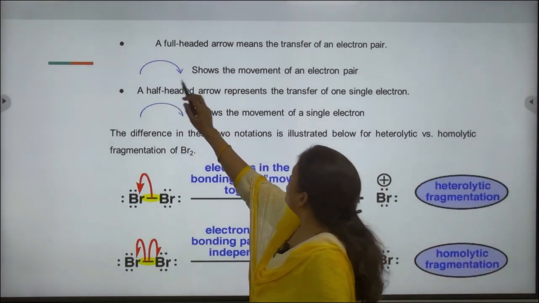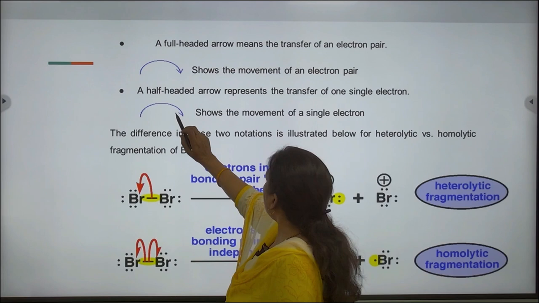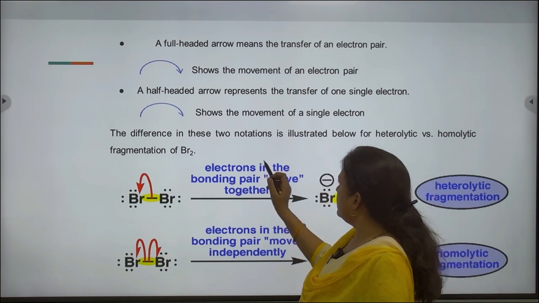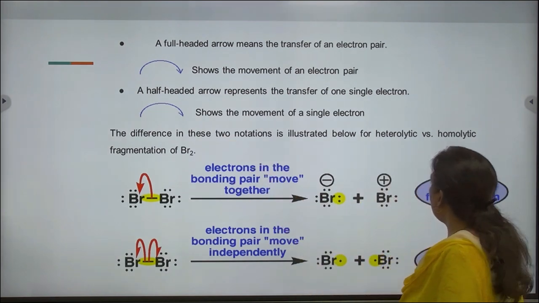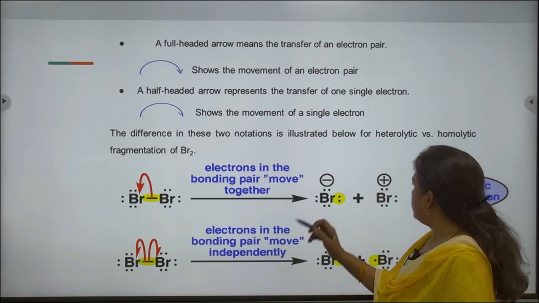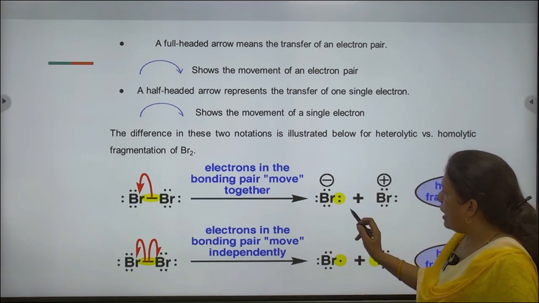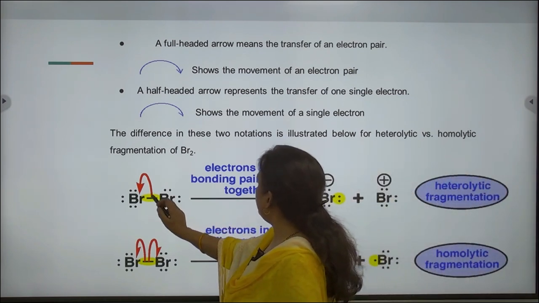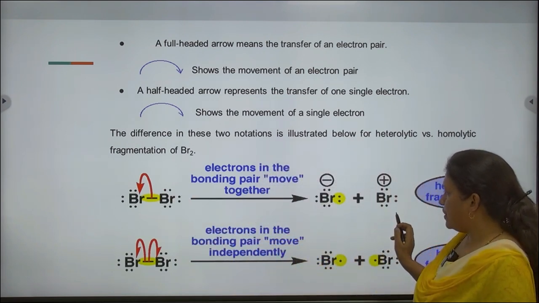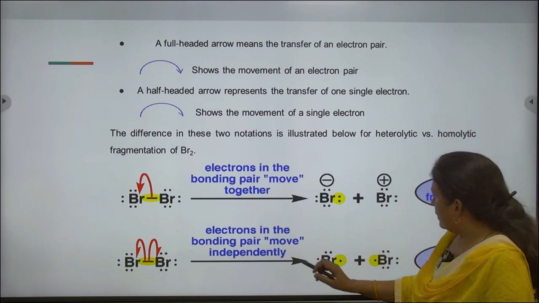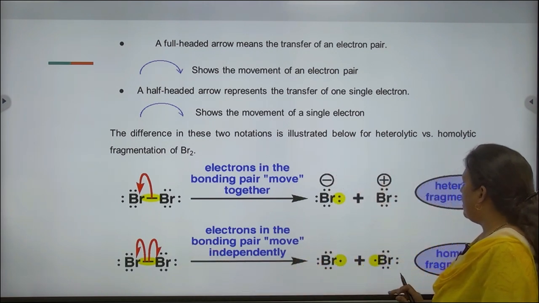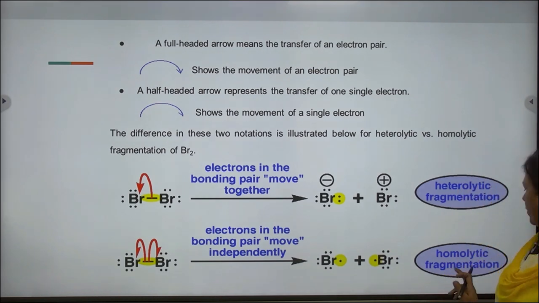Here, a full-headed arrow shows the movement of an electron pair, and a half-headed arrow shows the movement of a single electron. The difference in these two notations is illustrated below for heterolytic versus homolytic fragmentation of a bromine molecule. This reaction shows heterolytic fragmentation, and in this reaction electrons in the bonding pair move together, forming positively and negatively charged species. And in this reaction electrons in the bonding pair move independently and form bromine free radicals, and this shows homolytic fragmentation.